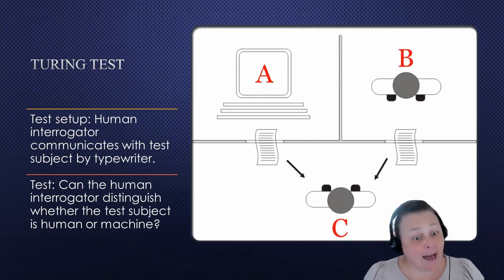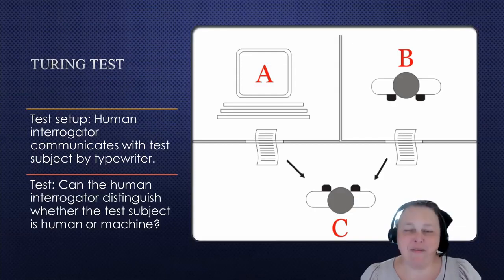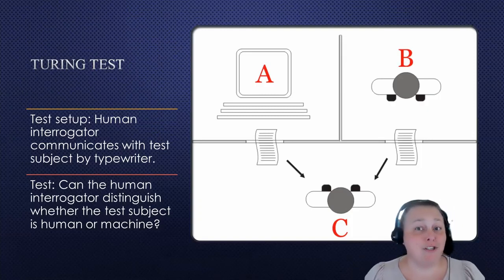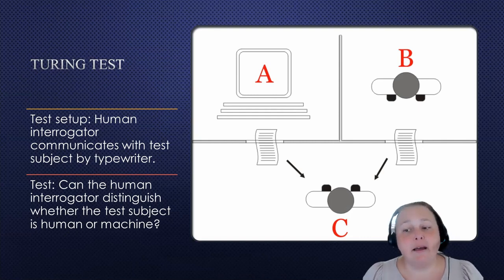Now, the test itself is, can the human interrogator distinguish which is the computer versus which is the human? They don't know. So C is going to have output from both A and B, and based on that output, can C determine if A is a computer or if B is a computer? So this is kind of where the benchmark has been set for artificial intelligence.